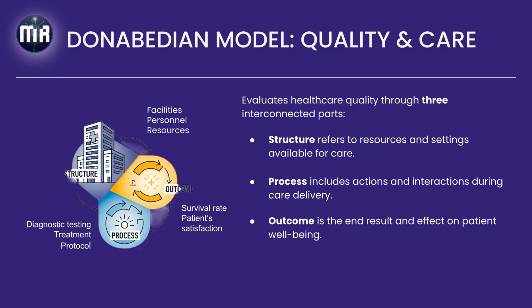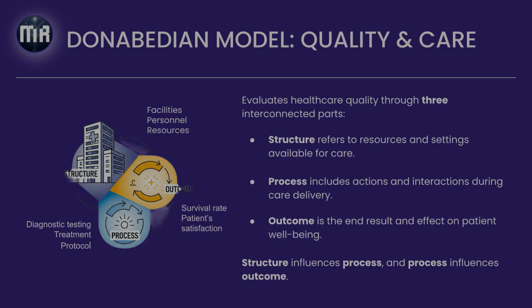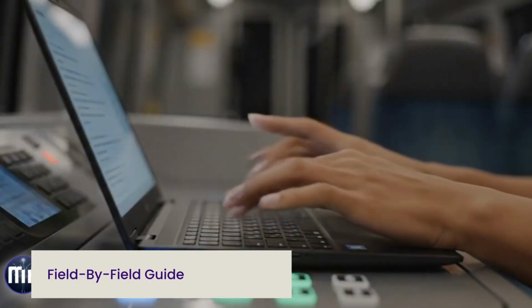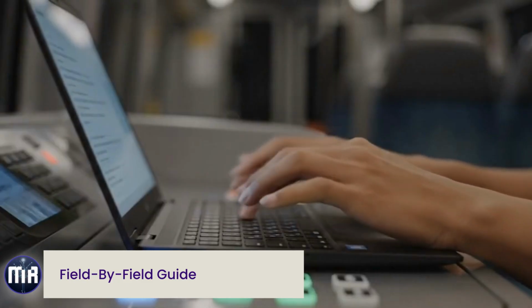Process is the recipe, the actions we take, like diagnosing, treating, and communicating with patients. Outcome is the final cake. In healthcare, that means patient recovery, satisfaction, and survival rates. In short, structure shapes process. Process drives outcome. By looking at all three, we get the full picture of care quality and see where we can improve. Now let's walk through the submission validation screen.